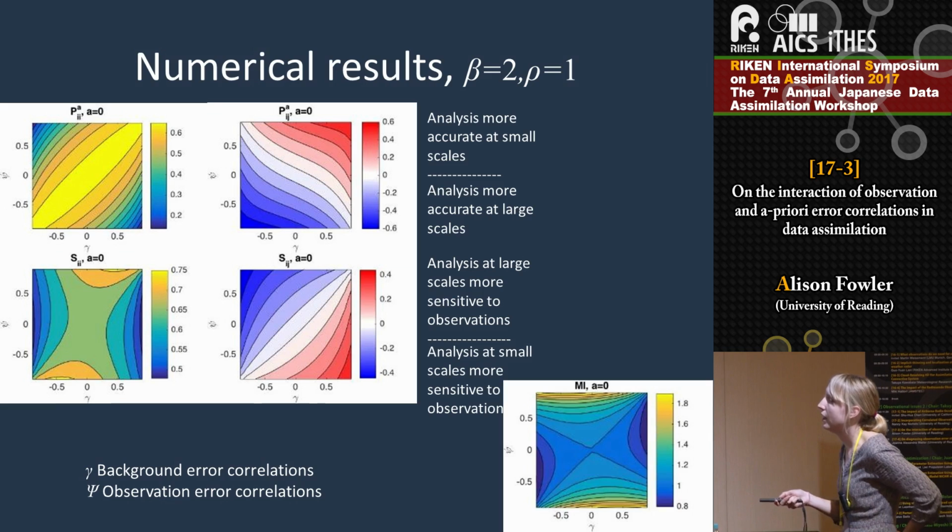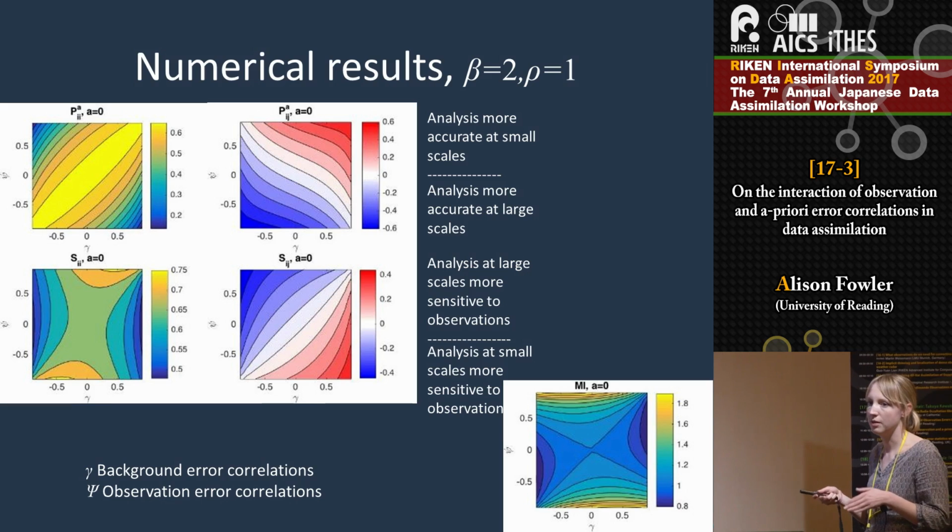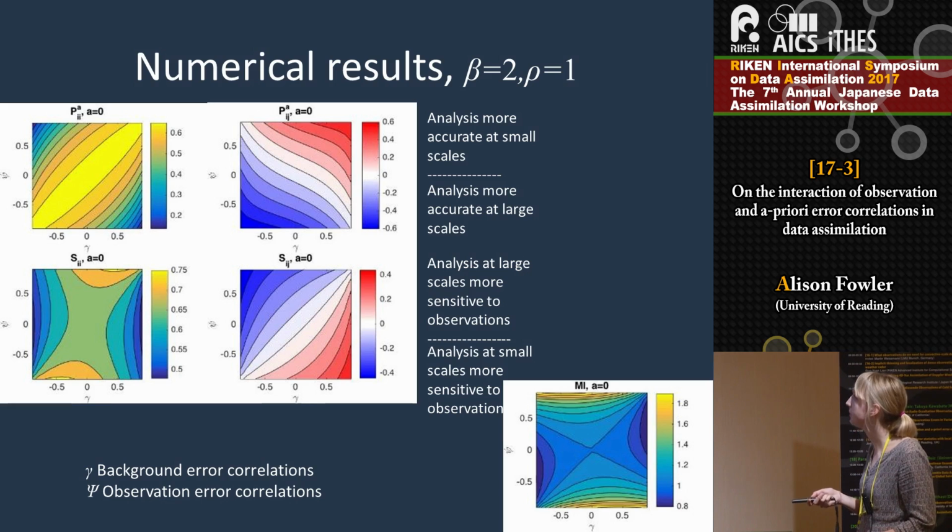And lastly, we have mutual information, which, as I said previously, is kind of a summary of all of these figures. So we see this general pattern of larger observation error correlations meaning more information in the observations, and larger background error correlations meaning less information in the observations. But we also have the peak in the information content occurring when the background and the observation error correlations are very different.